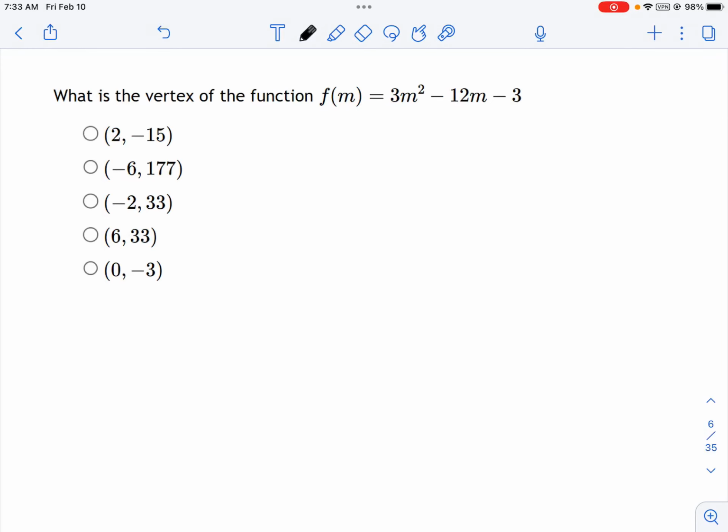Hello and welcome. So today we're going to be answering this question. What is the vertex of the function f of m equals 3m squared minus 12m minus 3?